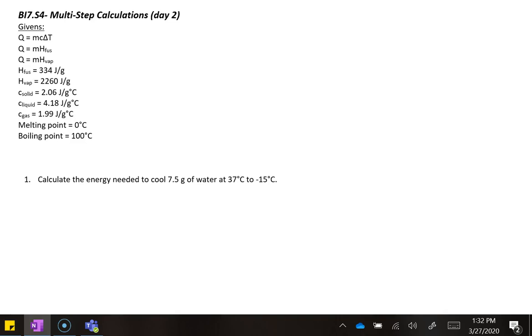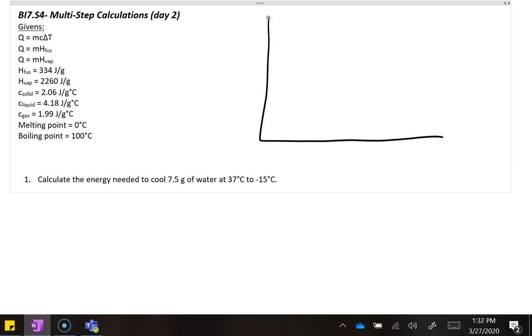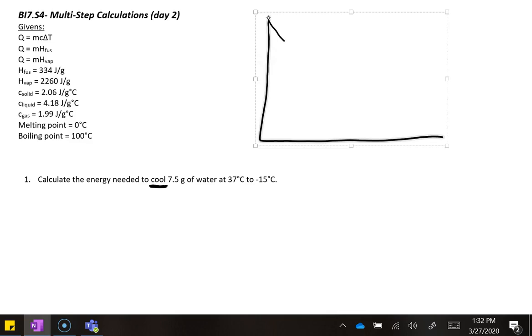Hey guys, so today we're going to do another practice problem for a multi-step heating or cooling curve calculation. So again, we have all of our givens, and the first thing that we want to do is draw a quick heating or cooling curve. For this problem, we want to calculate the energy needed to cool a substance. So I want to draw a cooling curve, which means temperature is going to decrease over time.